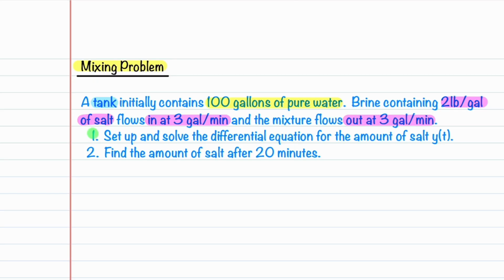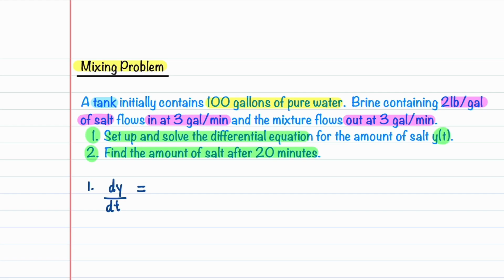What we want to do is set up and solve the differential equation for the amount of salt that we're going to call y of t. We can then use our solution to find the amount of salt after 20 minutes. The differential equation for the amount of salt is going to be the rate of change of the salt is equal to some quantity. So let's write down dy dt, that's the rate of change of the salt.